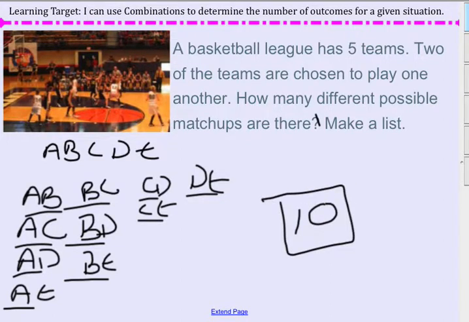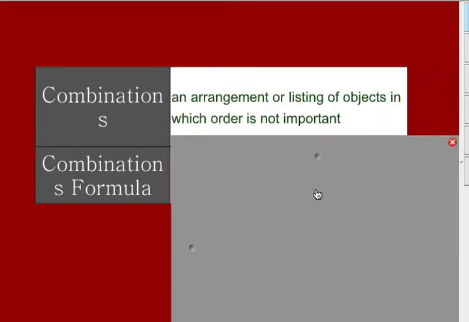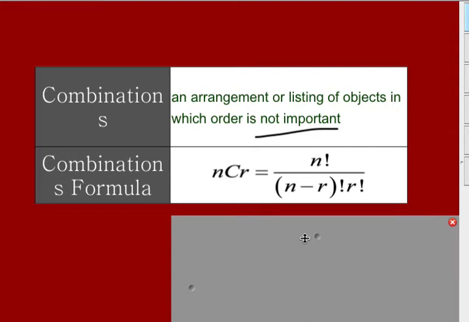Okay? So let's go ahead and briefly talk about what combinations are. First and foremost, a combination is an arrangement or listing of objects in which order is not important. And that's the key thing right there, that the order of these things does not matter. So here is the formula for combinations. You're going to do n choose r, and that's going to be equal to n factorial over (n minus r) factorial times r factorial. Okay, so that's the formula that we use today.